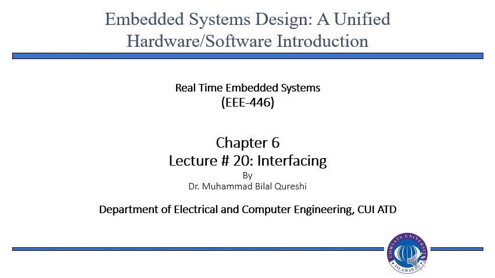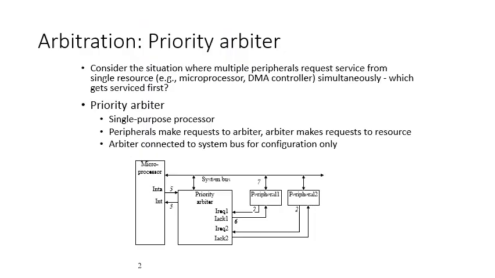So today we will talk about arbitration. Arbitration means dispute resolution. For example, you have one resource available for peripherals and there are multiple requests from the peripherals. So how can we deal with that situation? Let's start the topic.